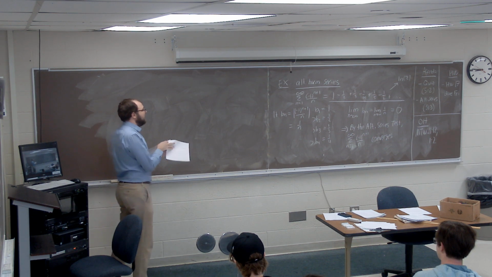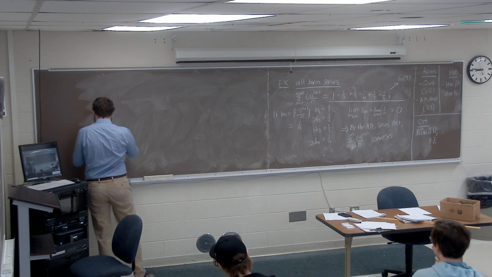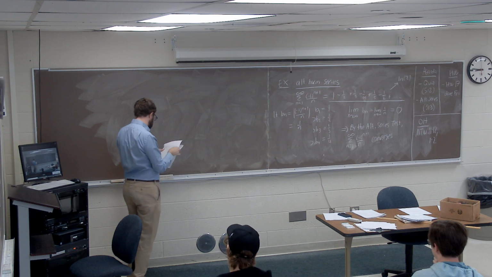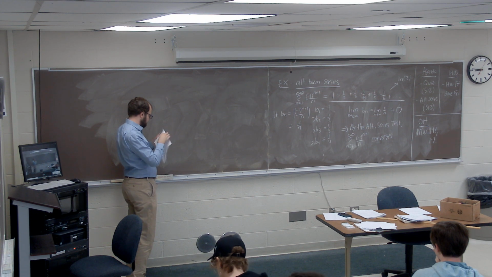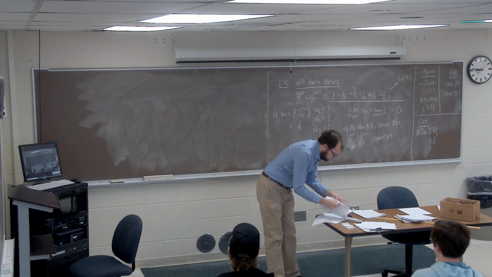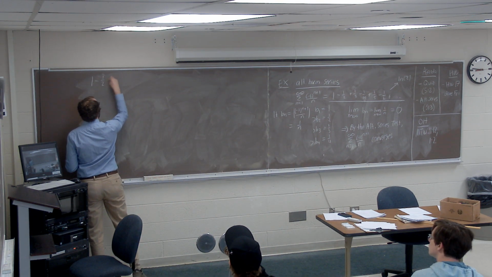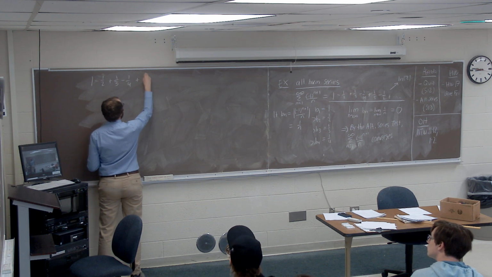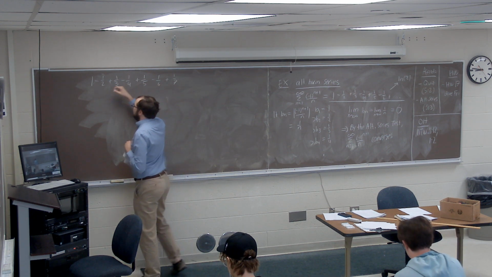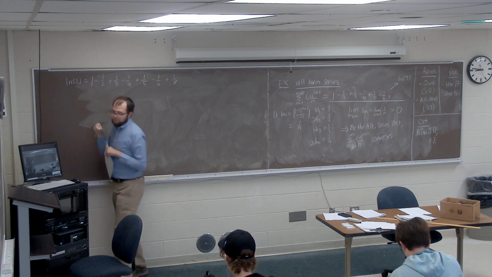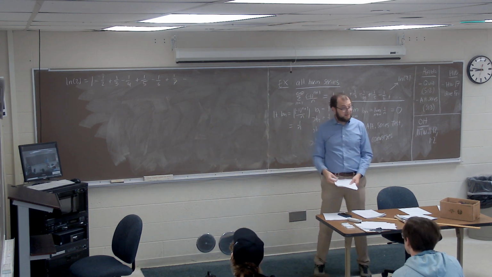I'm going to take this alternating harmonic series. If we were to take 1 minus a half plus a third minus a fourth plus a fifth minus a sixth plus a seventh, we know that natural log of 2 is going to be the limit of this alternating harmonic series.